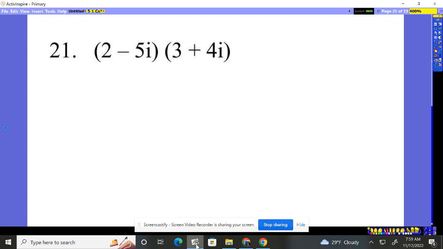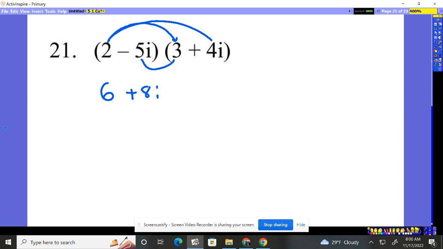Number 21, we have a binomial times a binomial. So we need to distribute each piece through, or basically make sure that we are shaking hands, as I like to say. So 2 times 3 is 6. 2 times the 4i is 8i.